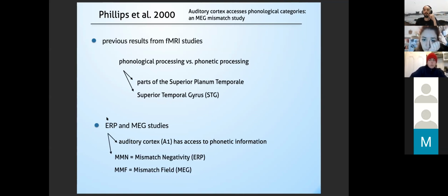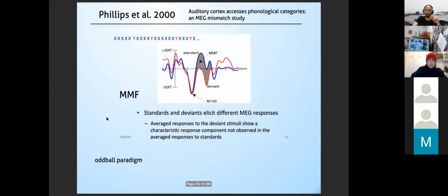And the way they found this is by using an ERP or MEG component called mismatch negativity, or mismatch field. What is it? I'm going to show you in a very second. It's very simple. In order to test this, you need an oddball paradigm. The oddball paradigm is very famous in psychology for stimulus discrimination. And here's how it works.